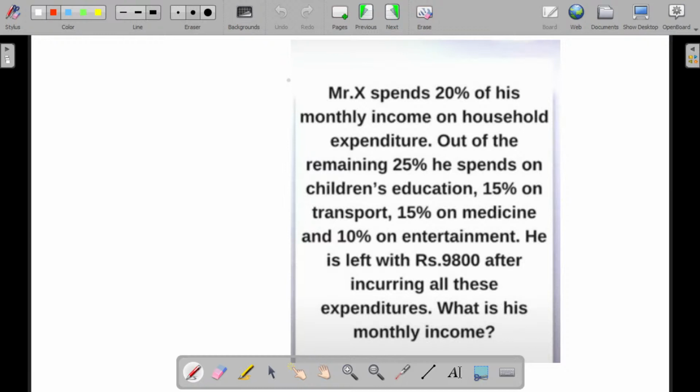Mr. X spends 20% of his monthly income on household expenditure. Out of the remaining, 25% he spends on the children education, 50% on the transport, 15% on the medicine, 10% on the entertainment. So he is left with 9800 after incurring all expenditures. What is his monthly income? What is his monthly income?